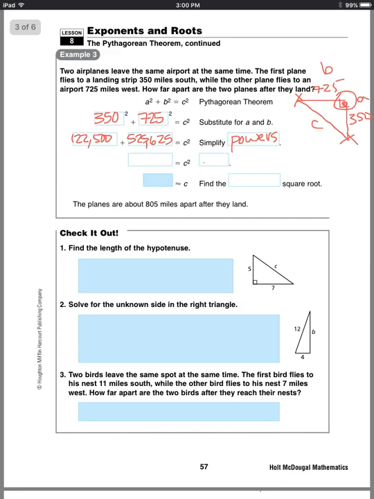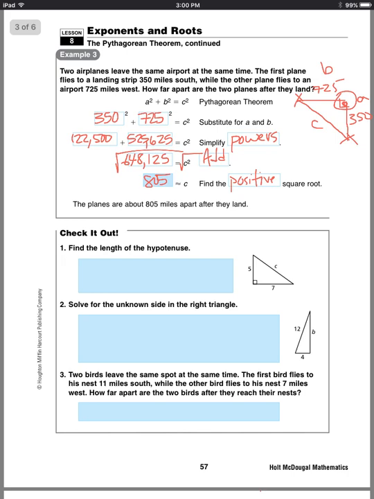and now we need to add. When we add those two numbers, we get 648,125 equals C squared. Now to find C, we have to find the positive square root because it's a distance, and distance is always positive. But to find C, we have to undo the square by taking the square root of both sides. And the square root of 648,125 is 805. Okay? About, it's probably not exactly, but close enough. There's probably a decimal there. So, the planes are about 805 miles apart after they land.